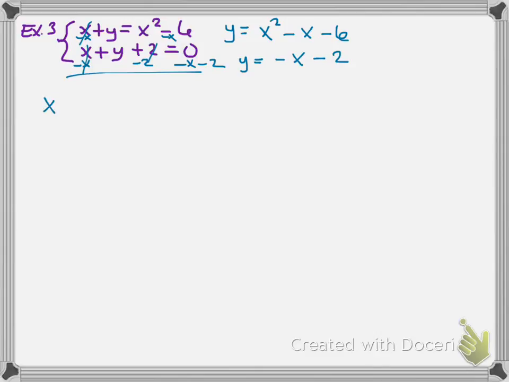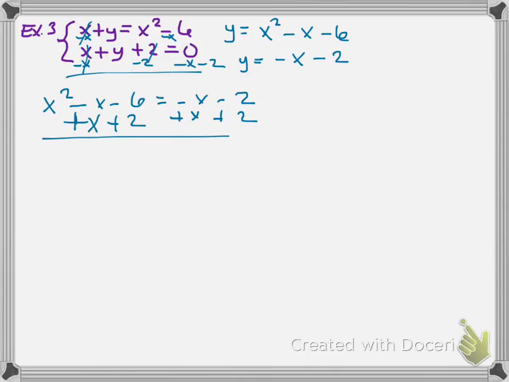So when we set them equal to each other, I'm going to go ahead and set it up. Who are we moving, to the left or to the right? We're moving to the left, so we must add x and add 2. So we end up with x squared. What happens to the x's here? They cancel. And negative 6 plus 2? Negative 4.